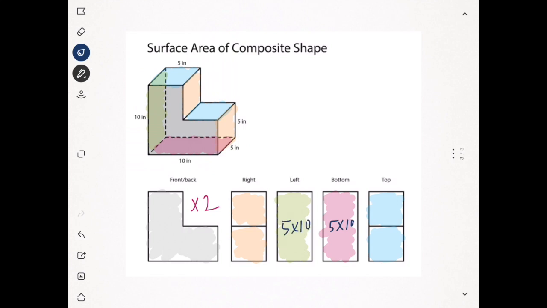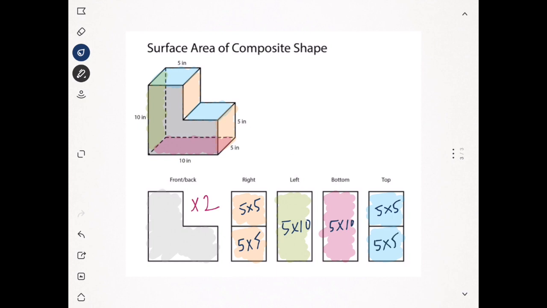And then the right and the top are very similar. So if we look at the right side, we have a square on the bottom that's 5 by 5. And then if we look at the top square, it's also 5 by 5 because the whole shape is 10 tall. So if one of the squares is 5 tall, the other one has to be 5 tall. So these are 5 by 5 and 5 by 5. All right, and then the top, basically the same way because it's 10 wide and it's 5 deep. We know that it's 5 by 5 and 5 by 5.